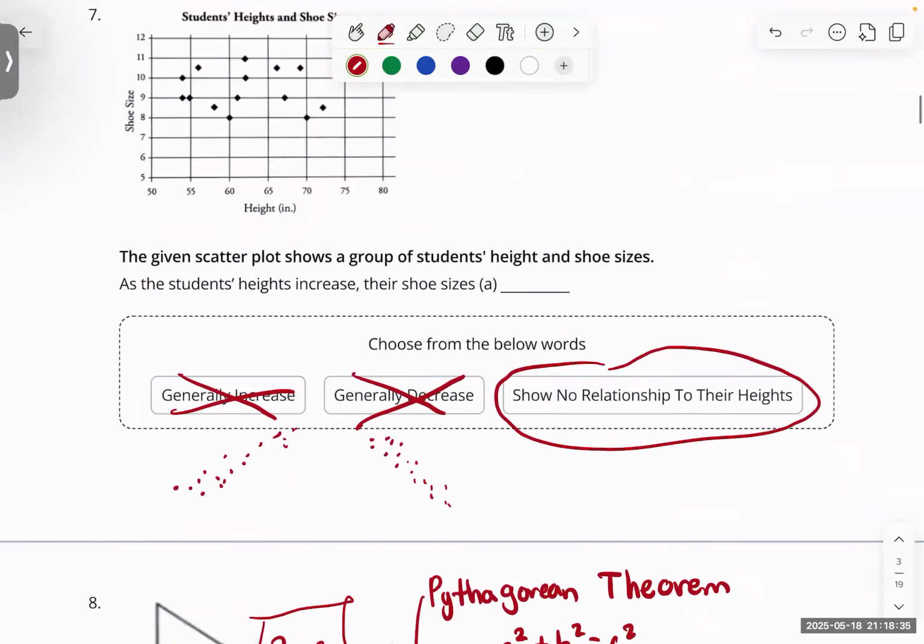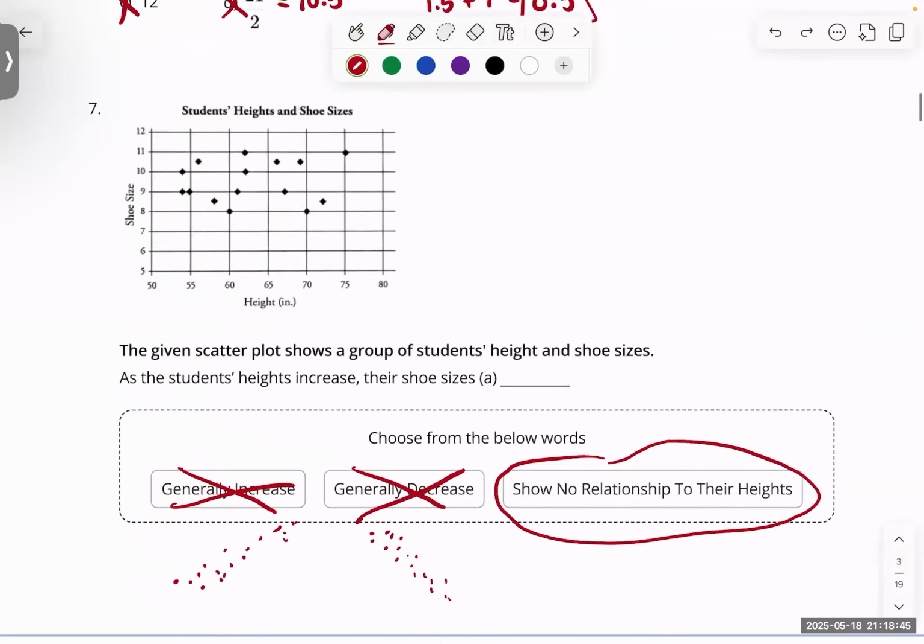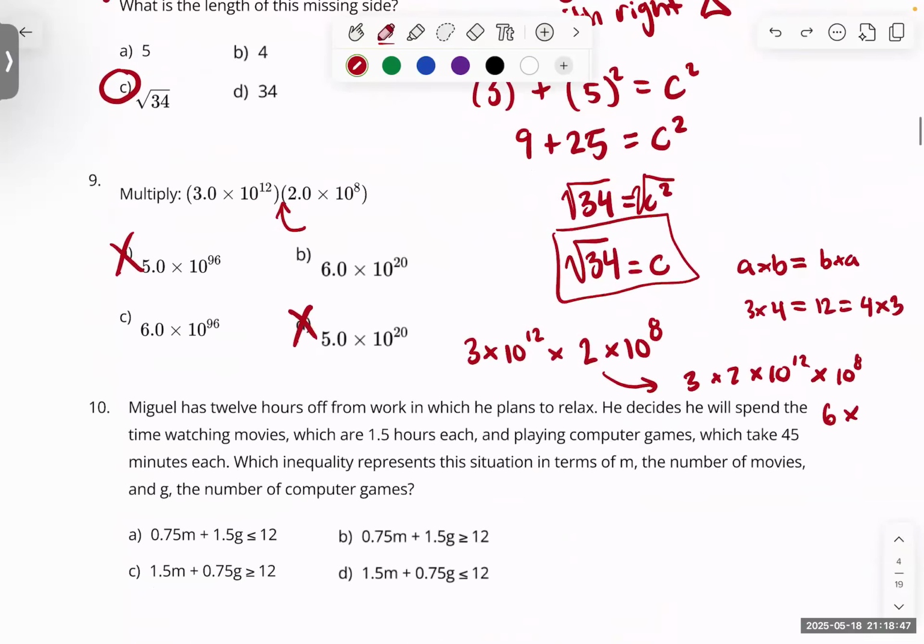But remember this one up here. Clearly, it's asking us to multiply these two numbers, so we're using this rule. We have to add the exponents. So 10 to the power 12 times 10 to the power 8 is 10 to the power of 12 plus 8, which is 10 to the power 20, which is B.